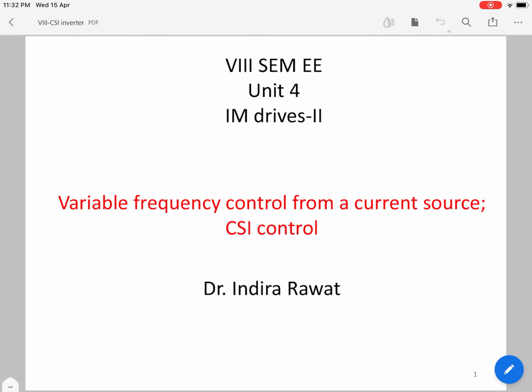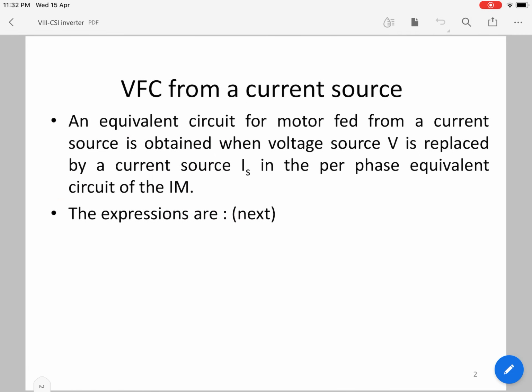Hello students. So today's topic is variable frequency control from a current source and CSI control. This is unit 4, in continuation with the earlier topics. Now, VFC from a current source.